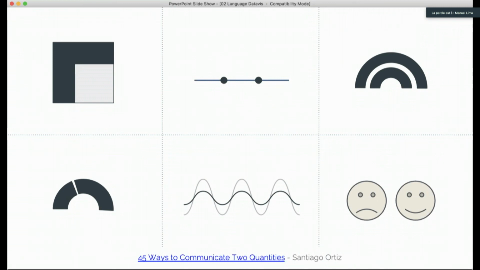This is actually part of an article that a friend of mine, Santiago Ortiz, did called The 45 Ways to Communicate Two Quantities. And of course, he identified 45 ways, but there's many, many more, right? It's really only almost infinite.